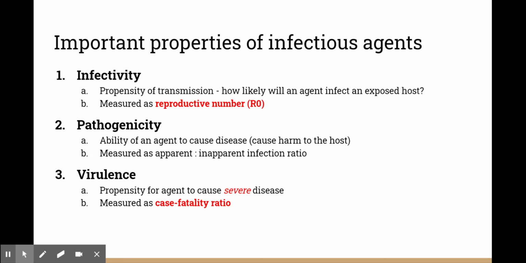Virulence. How likely is the agent to cause severe disease? This is measured as the case fatality ratio. With the COVID-19 pandemic, a lot of attention has been paid to what that case fatality rate is. If a case fatality rate is 3%, it means that 3 out of every 100 people who are infected with the disease will die from the disease. Obviously, as that number goes up, the infectious agent is said to be more virulent. And this is, again, a measure of disease severity.